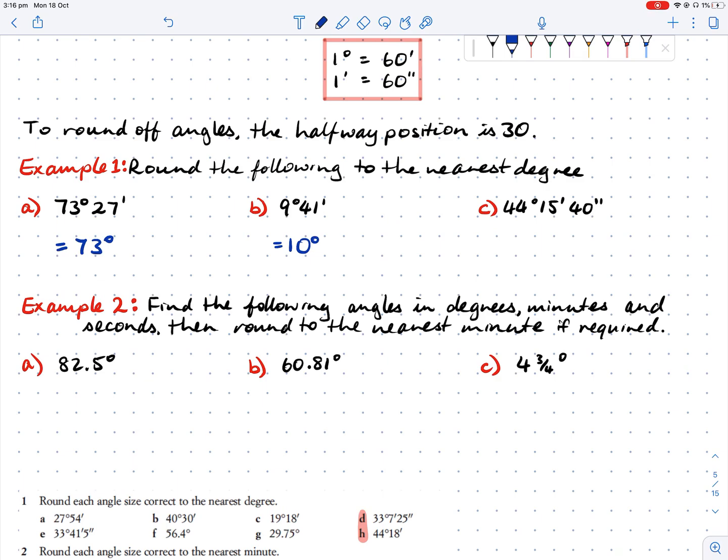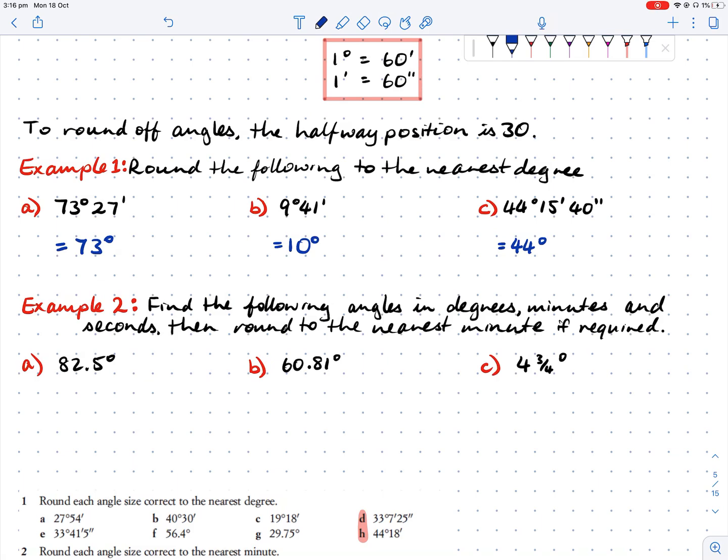And with the last one, we've got 44 degrees, 15 minutes, and 40 seconds. We don't need to worry about the seconds at all, because they're so small that they're not going to affect our number. We just need to focus on the minutes. We've got 15 minutes, smaller than 30, so we're going to round down. So that's 44 degrees.